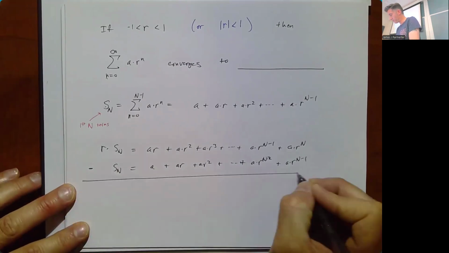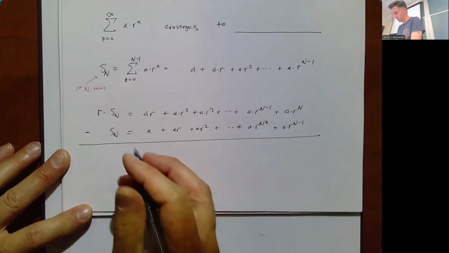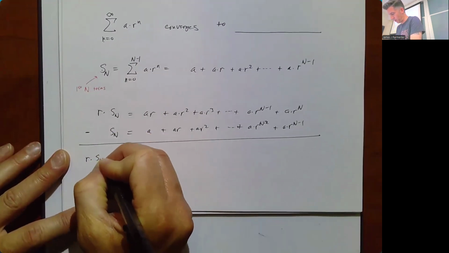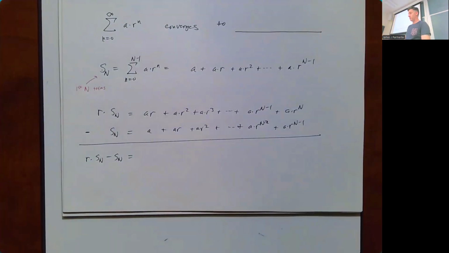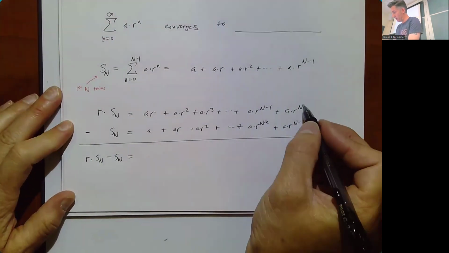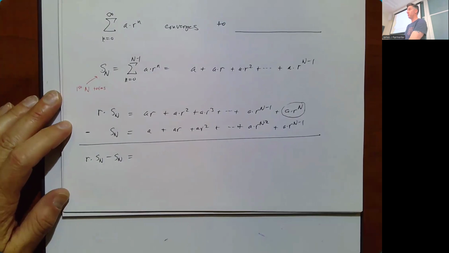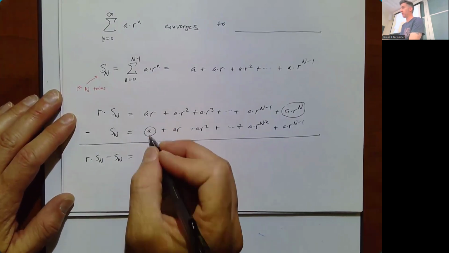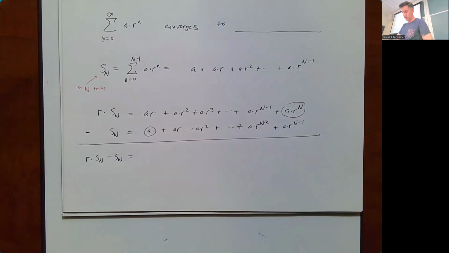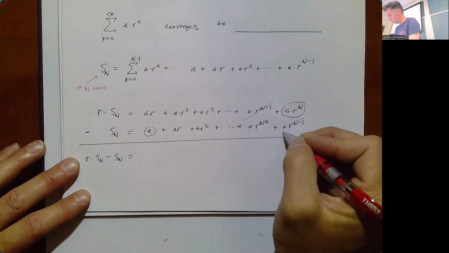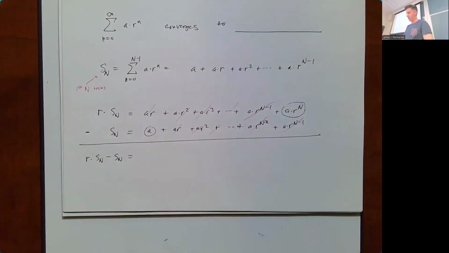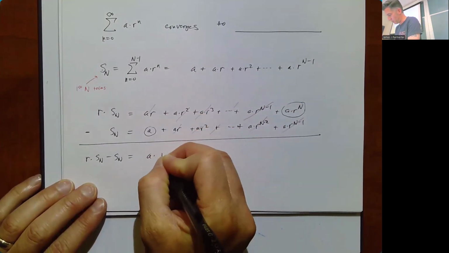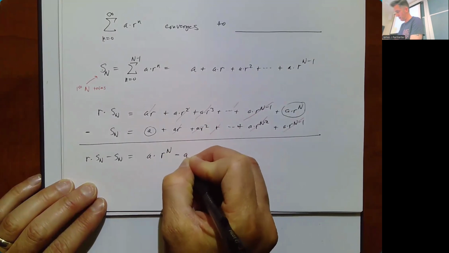Let's see here. On the left-hand side, I'm just going to get r times my nth partial sum minus my nth partial sum. On the right-hand side, literally every term cancels except for the very first one and the very last one. So I'm going to get an a times r to the n here, right? That's not going to cancel. And I'm going to need an a being subtracted. But everything else cancels, this with that, this with that, this with that. So we end up getting a times r to the capital N minus a.